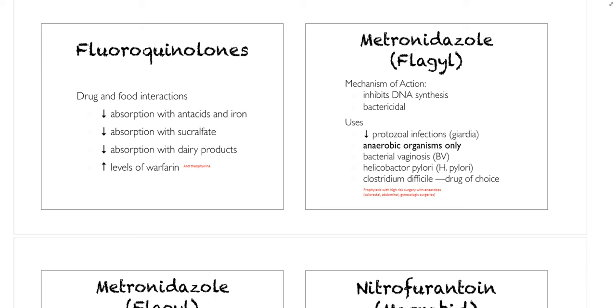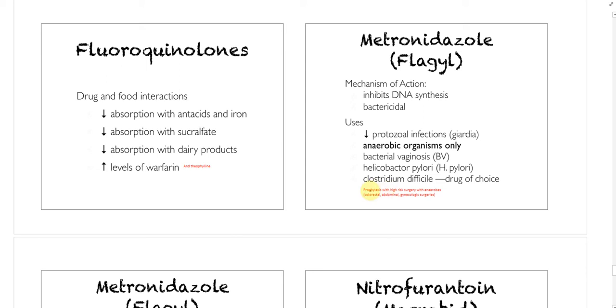Metronidazole or Flagyl inhibits DNA synthesis. It's bactericidal. This is mostly used for things like Giardia, bacterial vaginosis. It can also be used for H. pylori or C. diff, which it is the drug of choice, one of the drugs of choice for C. diff. And it only works for anaerobic organisms, so that's important to remember.